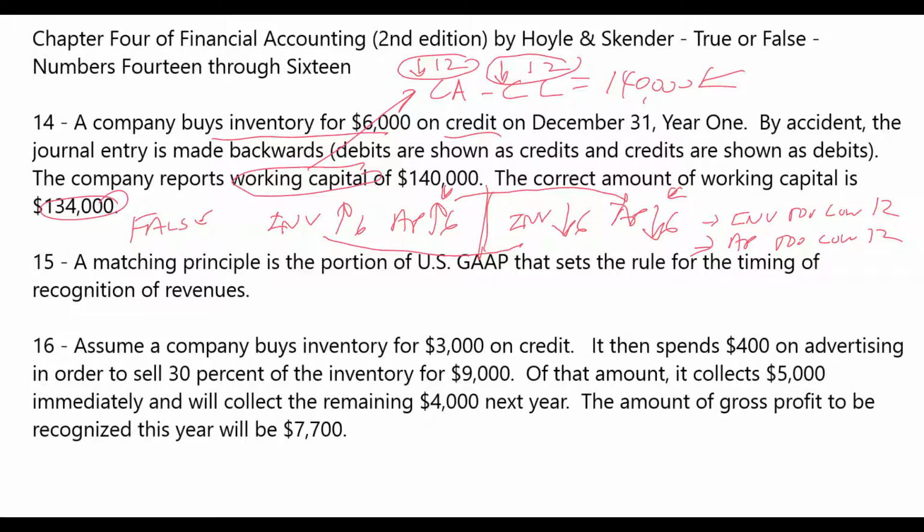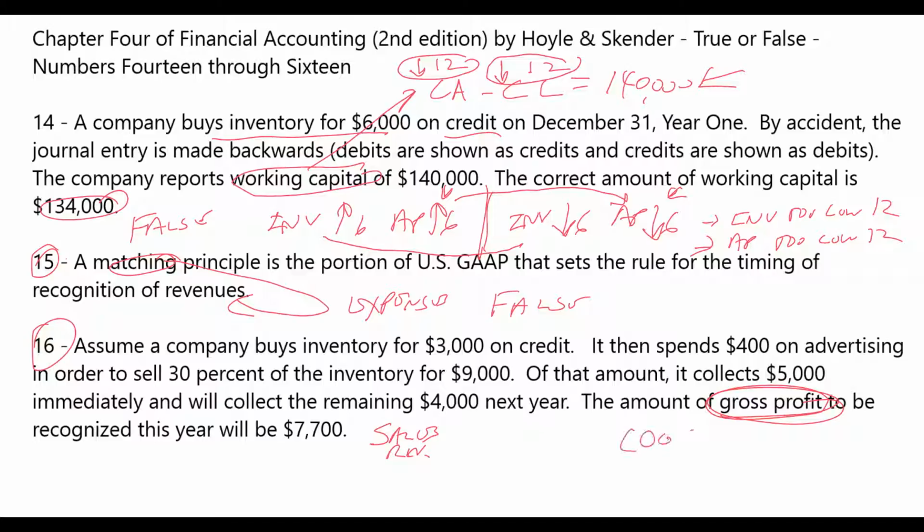Number 15. Matching is the part that comes up with the timing of expenses. It's not related to revenue, it's related to expenses. Number 15 is false. And finally, it says a company buys inventory. Notice they give you a lot of information, but here they want the gross profit. Gross profit is sales revenue minus cost of goods sold. It's not net income, it's sales revenue minus cost of goods sold.